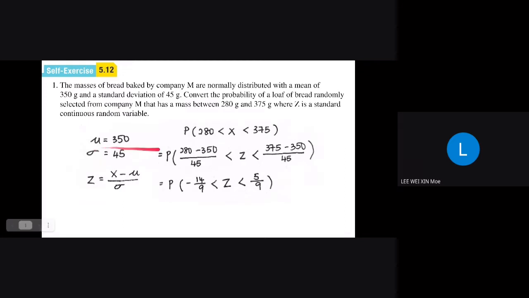And we are going to convert this probability to Z score. We use x, which is 280, minus mean 350, divided by 45, which is the standard deviation. And now we are talking about Z score, so we didn't write x, we write Z. And then we use 375 minus 350 divided by 45. And we will get the answer that Z is in between negative 14/9 and 5/9.